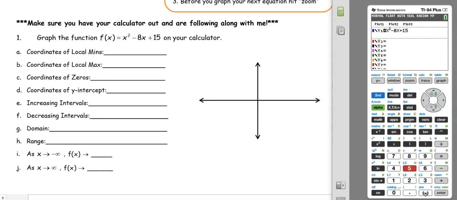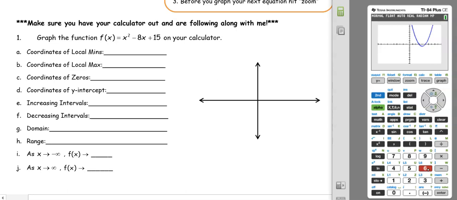All right, so we have our equation in. We want to graph it. We always start with a normal window, which is a 10 by 10 window. So we go to zoom, and the standard window, that normal window, is number 6. So we go zoom 6. We want to make sure that we can see our entire graph. And in this case, we can't.